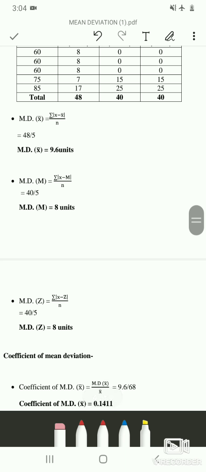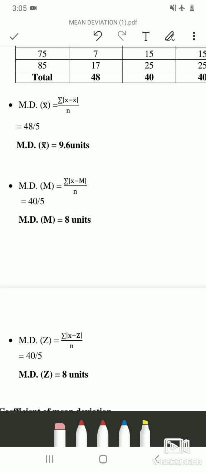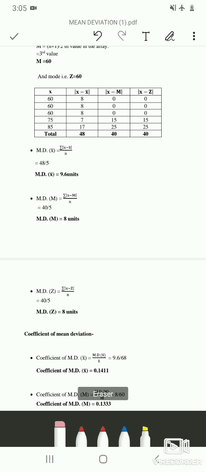In the first case, that is mean deviation from arithmetic mean, the formula is summation of absolute x minus x bar upon n. From the table we got summation of x minus x bar as 48 and small n is 5, therefore 9.6 units is the mean deviation from arithmetic mean. And then mean deviation from median: substitute the values in the formula. Summation of absolute x minus m upon n is 40 upon 5, which is 8 units.